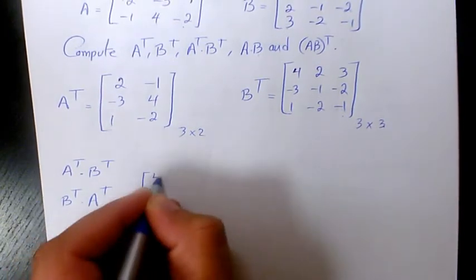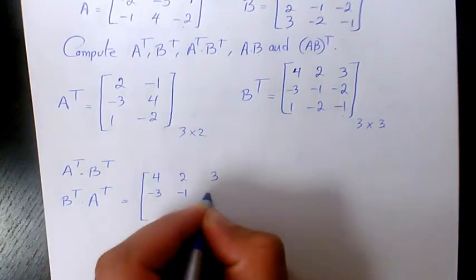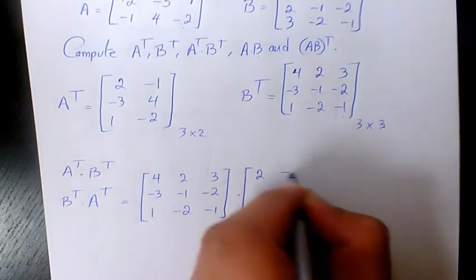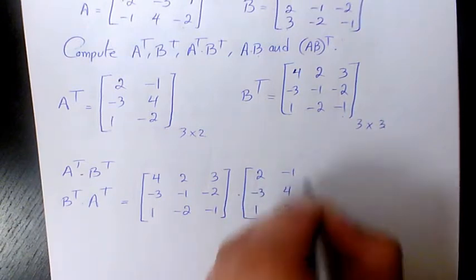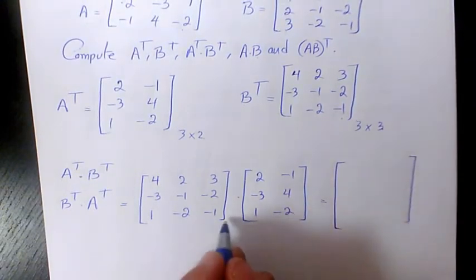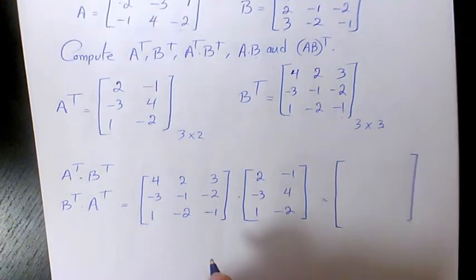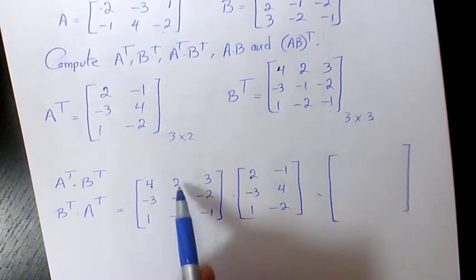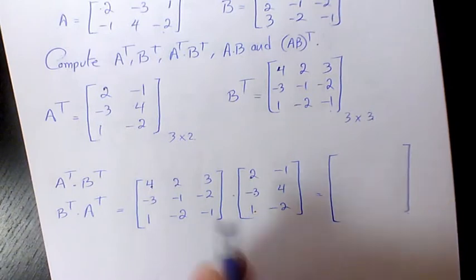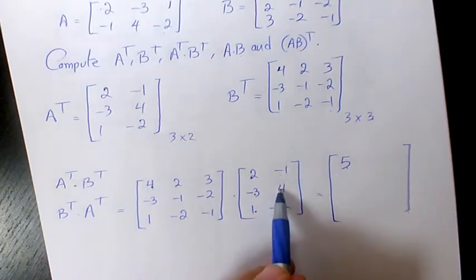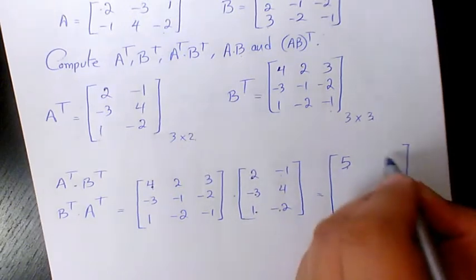So that's going to be 4, 2, 3, -3, -1, -2, 1, -2, -1, multiplied by 2, -1, -3, 4, 1, -2. So the answer is supposed to be 3 by 2, because it's 3 by 3 times 3 by 2. So 4 times 2, 8, minus 6, plus 3, which is going to be 5. 4 times negative 1, negative 4. 2 by 4 is 8. 3 by negative 2, negative 6. So negative 4 plus 8 minus 6 is going to be negative 2.